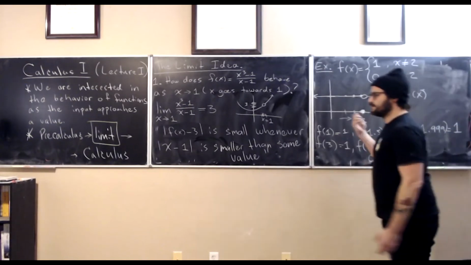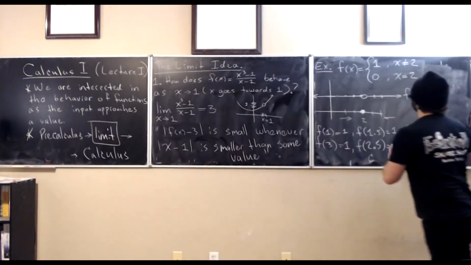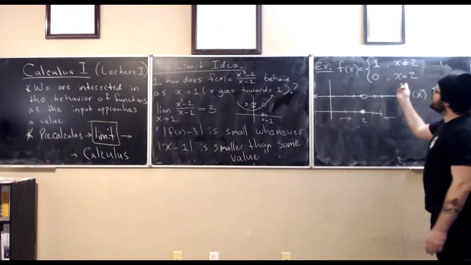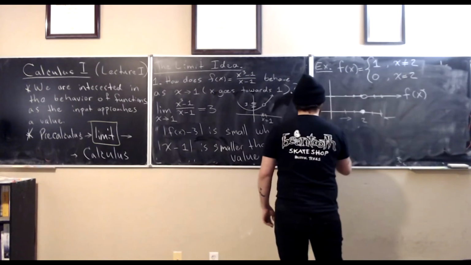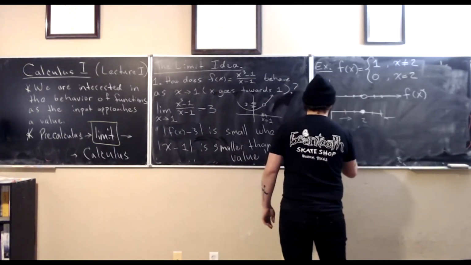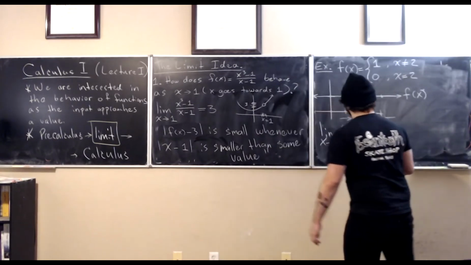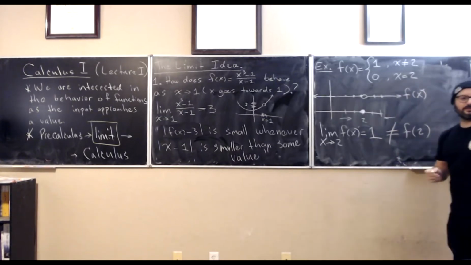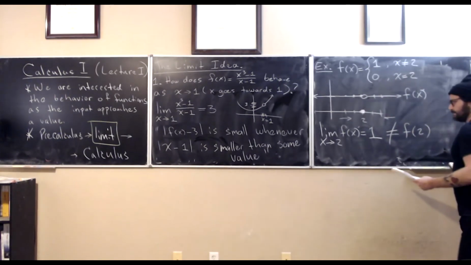So that's an important lesson here. This function has a limit of 1, even though its function's value at 2 is 0. So it doesn't match up with the function. Important note to make. Okay.